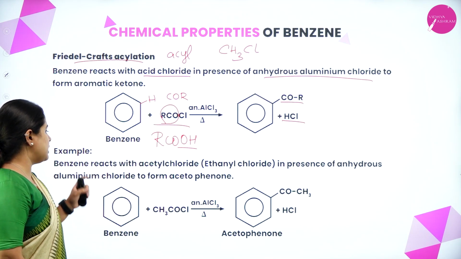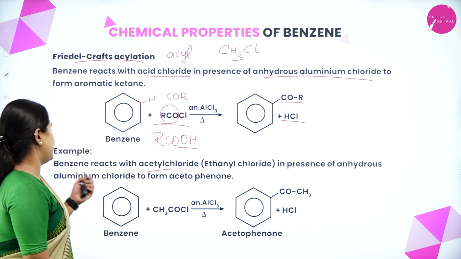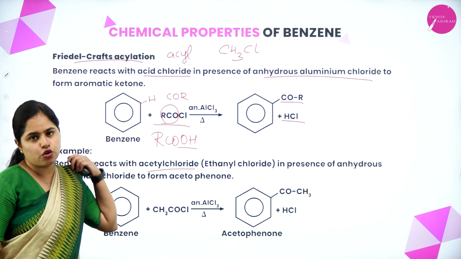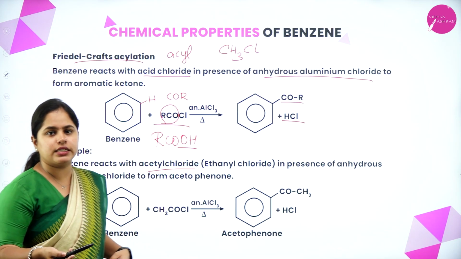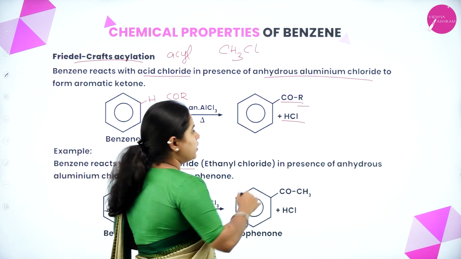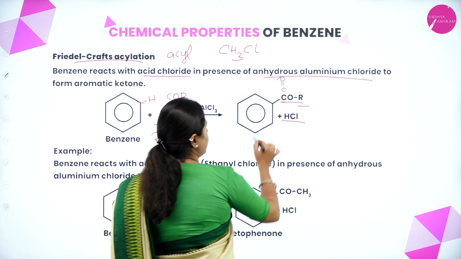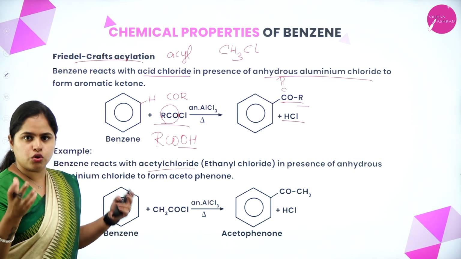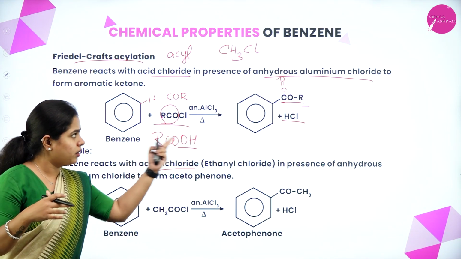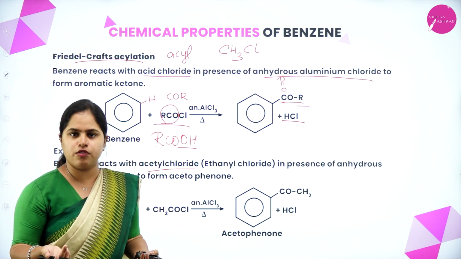Okay. So for example, benzene reacts with acetyl chloride in presence of anhydrous aluminium chloride to form acetophenone. So what is the product you are getting here? It is a ketone, right? As you can see here, one alkyl group here, another benzyl group is here, and what is the CO? This is C double bond O, right? So on either side you are having an alkyl group or a benzyl group, and on the other side you have another alkyl group. So this is an example of a ketone.